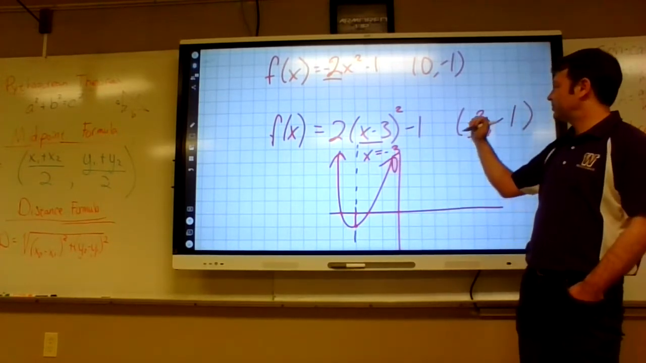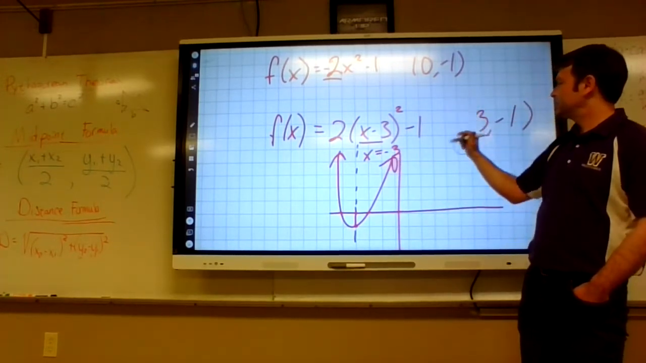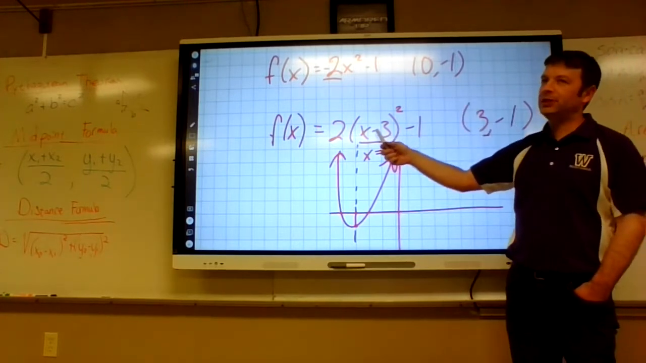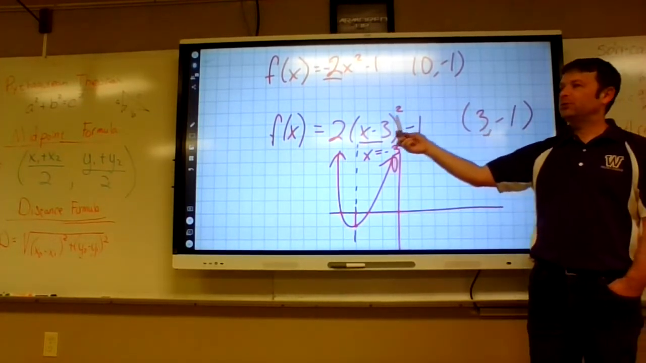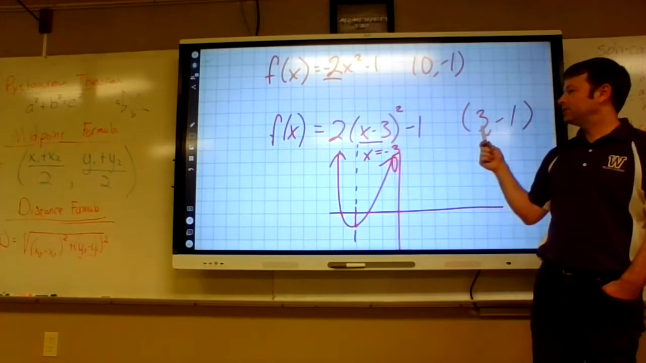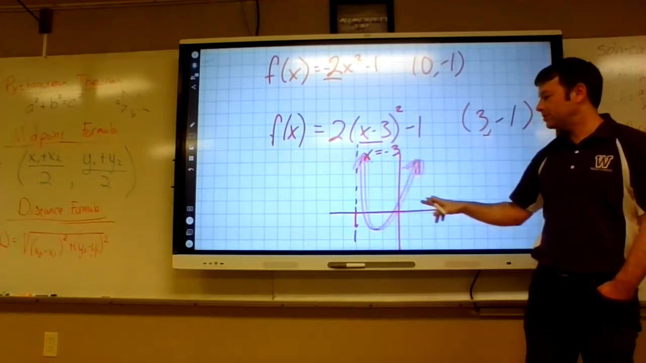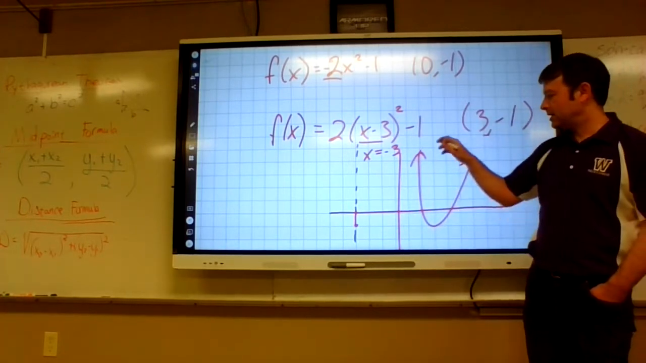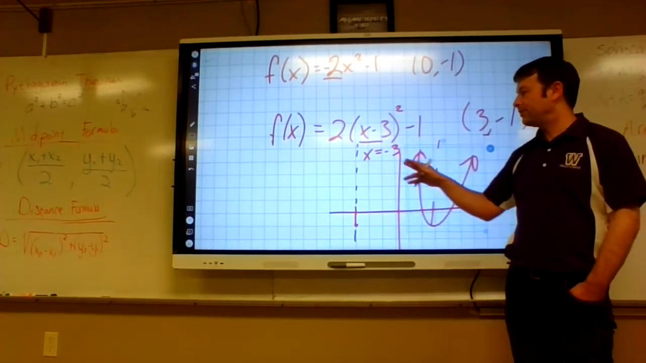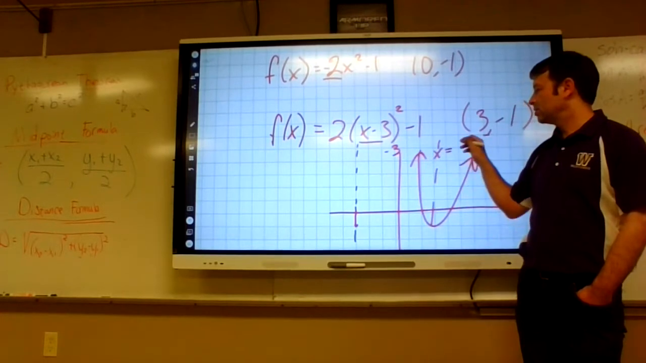Whoops, oh, I did it backwards. Shoot. That's a -3, so this should have been a +3. So, right 3, down 1, 3, -1, so it should be over here actually. And the axis of symmetry would be x equals +3. Okay.